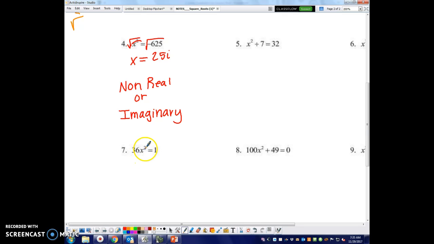Number 7 is 36x squared equals 1. What do we need to do first to get x by itself? Not square it. There's something else. Divide it by what? Divide it by 36. Okay? So we have x squared equals what? 1 over 36. Now what do we need to do? Now we need to square root it. So this and this cancel out. So we have x equals, what is the square root of 1 over 36? What is it? Plus or minus 1 over 6.